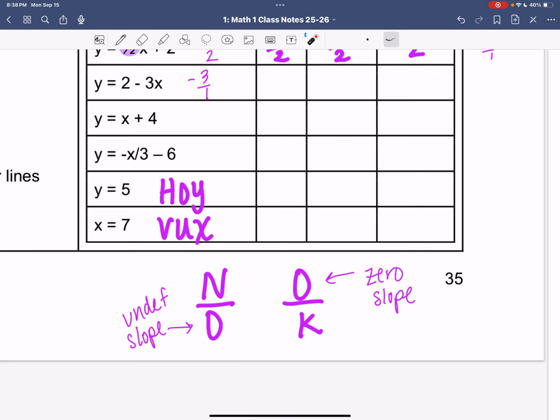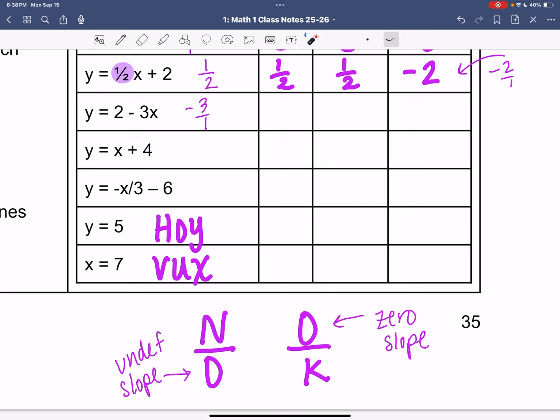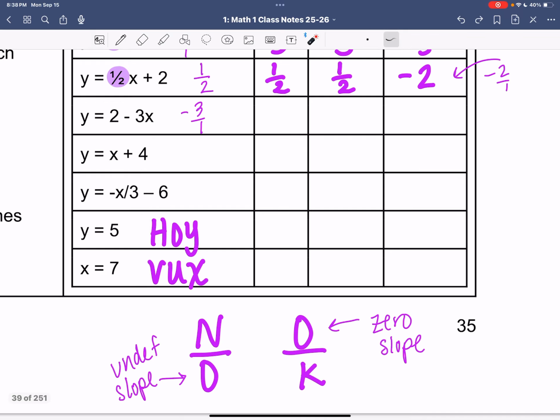Oh, and here's another little thing to help you remember, just a little trick. But remember, undefined is when you have 0 in the denominator. So we say, no, you can't have 0 in the denominator. Or you can have 0 in the numerator. That's okay. So when you're doing this, just remember 0 slope, it's okay.